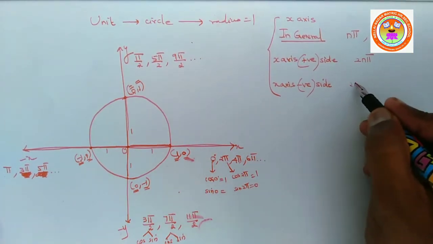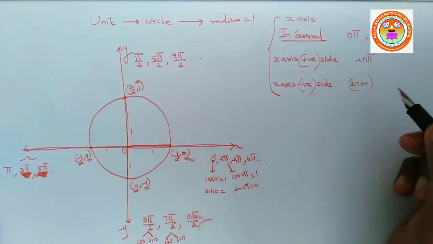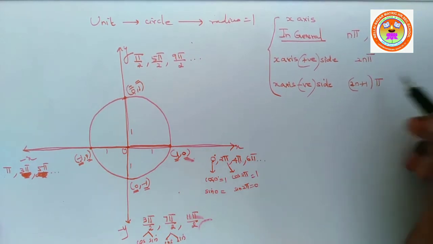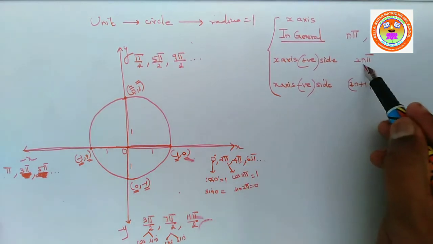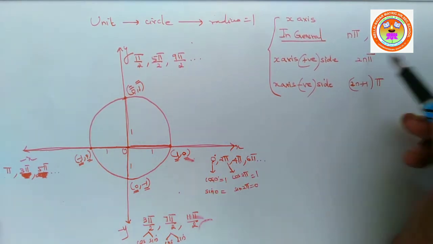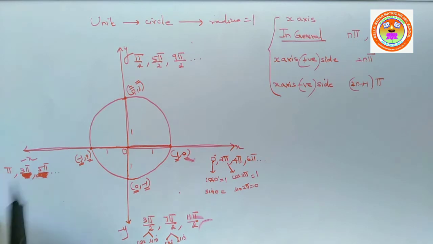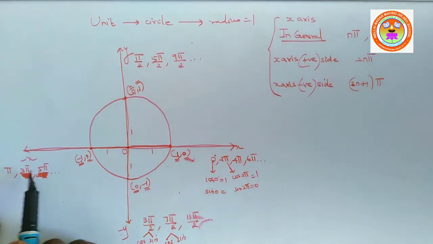So, 2n plus 1 pi. Why this pi? 0, 2, 4, 6 is 2n, with pi, pi, pi, so pi. And 1, 3, 5, odd, is 2n plus 1, with pi, pi, pi, so pi.